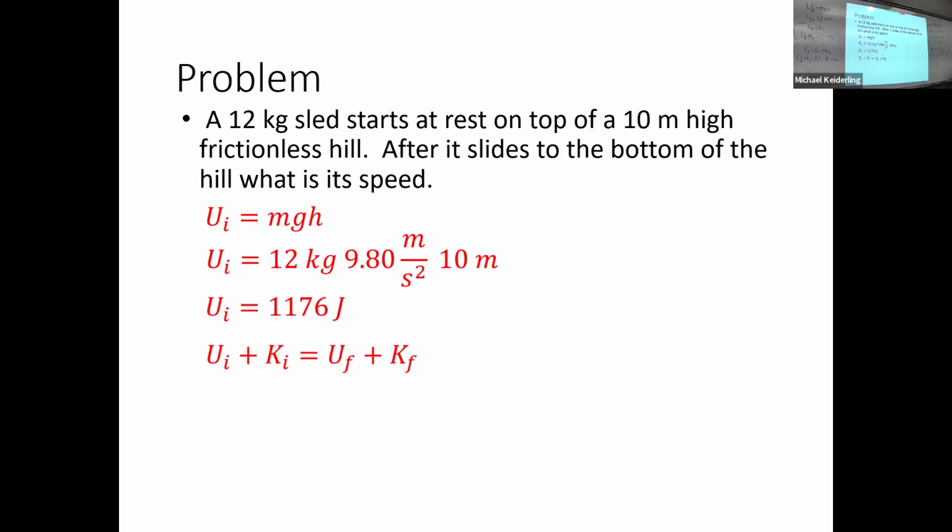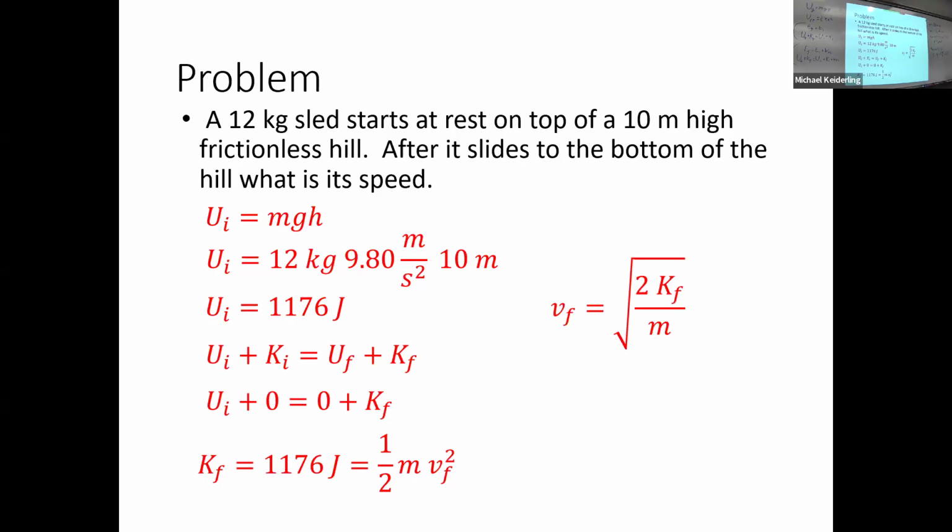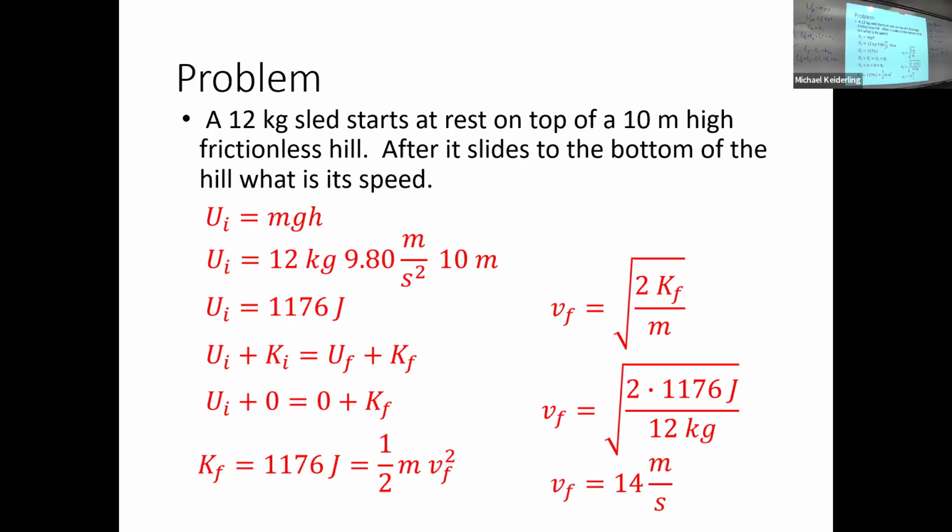Kinetic energy initial is 0 because it's not moving, because it's at rest. At the bottom of the hill, potential energy final is 0, and we can figure out kinetic energy final. So potential energy initial plus 0 equals 0 plus kinetic energy final. The kinetic energy final is 1176 joules, which is equal to 1/2 mv final squared. So v final is the square root of 2 times kinetic energy final over mass. So 2 times 1176 joules over 12 kilograms gives us 14 meters per second.